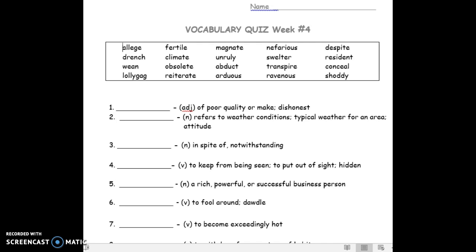Here's your definitions. Number 1. First word's an adjective. It means of poor quality or made poorly. Can also mean a person's dishonest, if you call a person this. Number 2, this is a noun. It refers to weather conditions or typical weather for an area. It can also refer to an attitude.